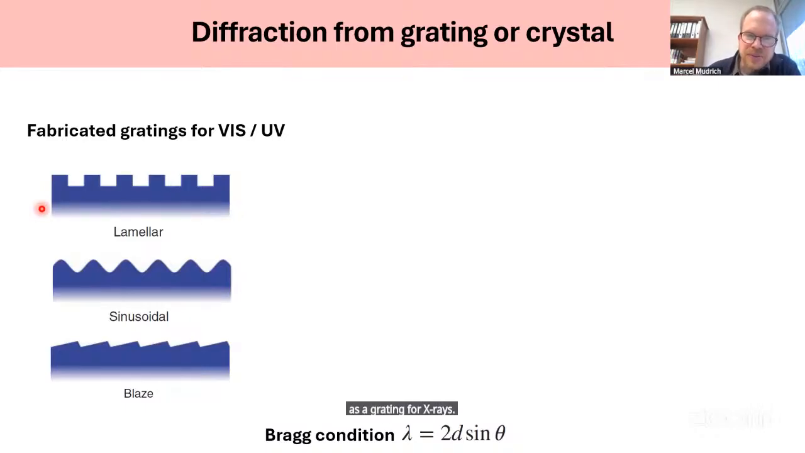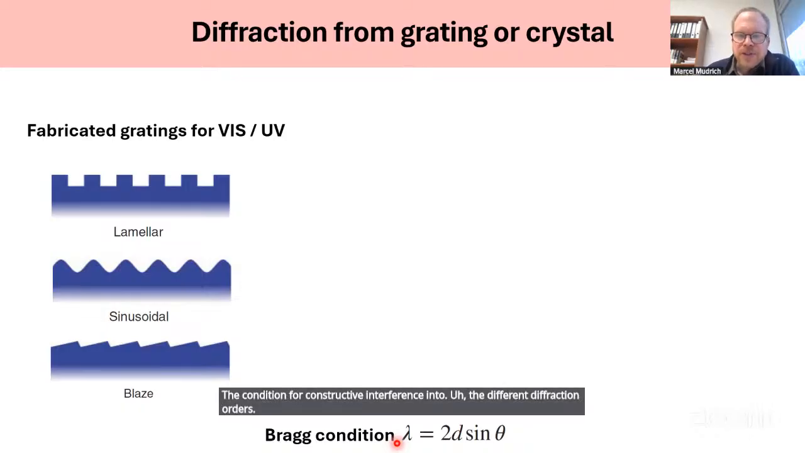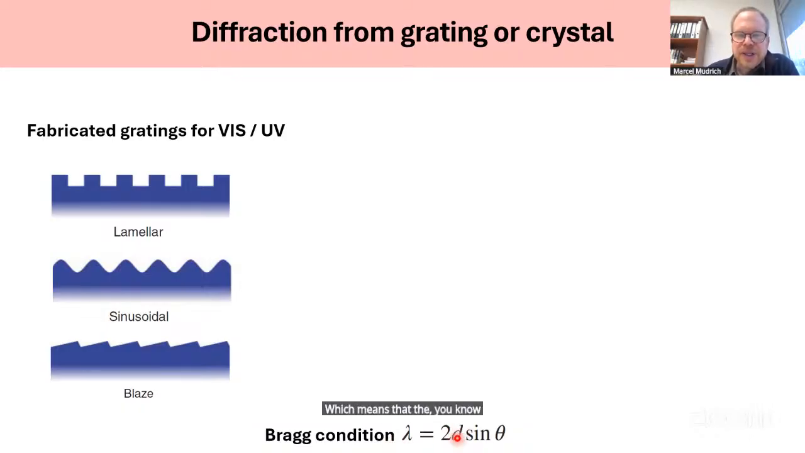In the end, we need to fulfill the Bragg condition, right? It's the condition for constructive interference into the different diffraction orders, which means that d, the groove size d, has to be of the order of the wavelength. So d should be on the order of angstrom length. How can we realize such gratings in the X-ray range? With angstrom-size groove sizes, how is that possible? Or is this possible to artificially fabricate?